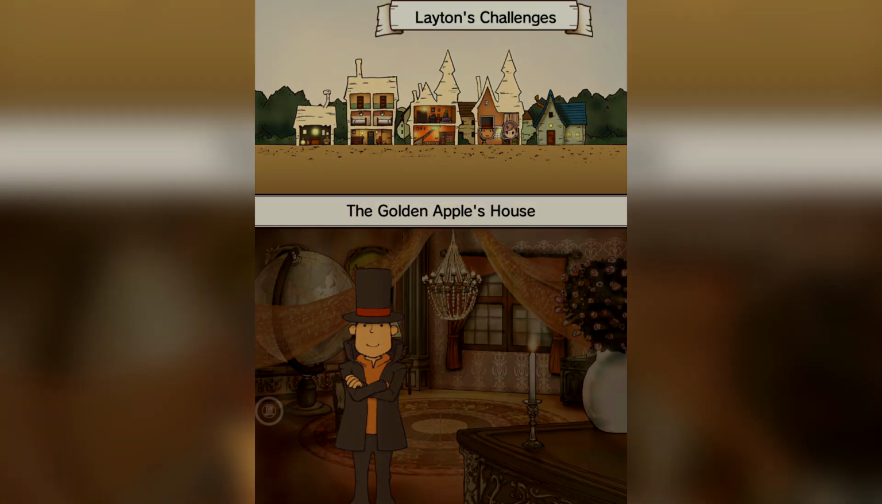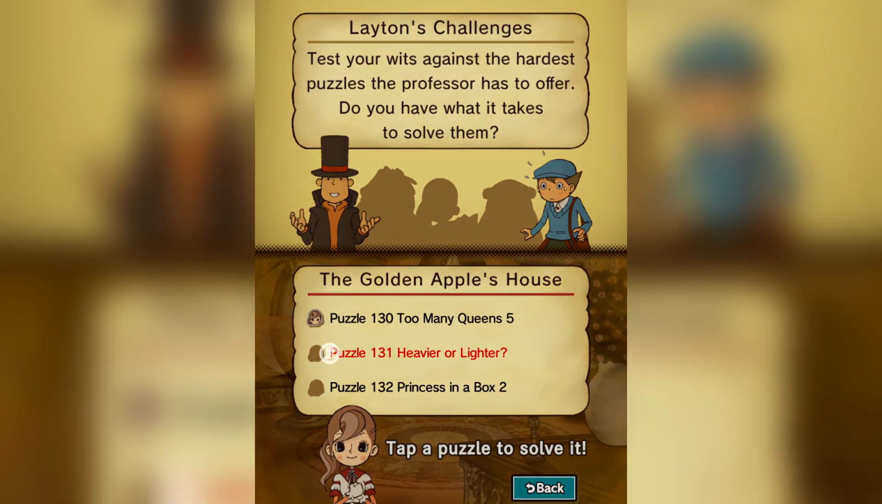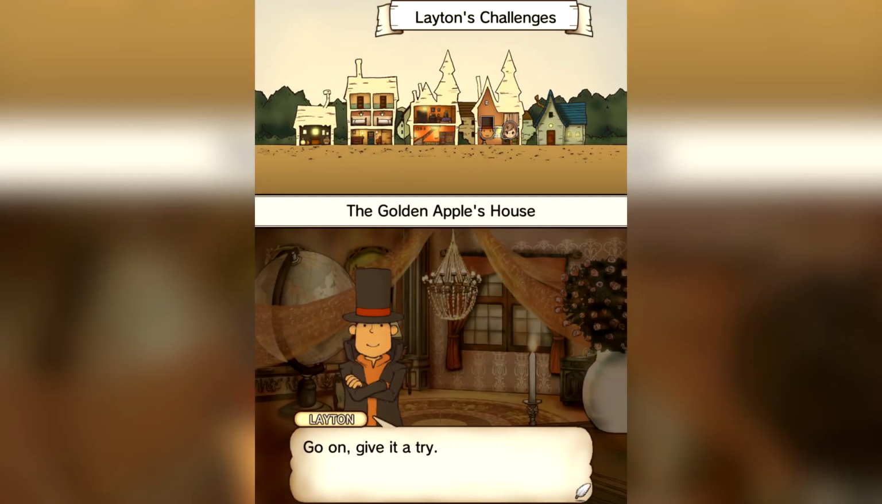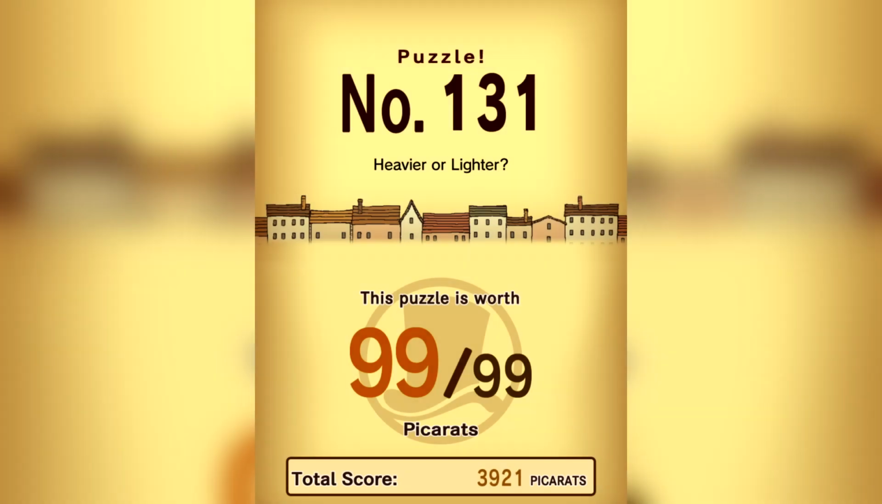Terrific. Keep up the good work. Test runs against the hardest. Okay, yeah. Heavier or lighter? Come on, give it a try. Oh, fun. Another one worth 99 out of 99 pick-rots. Oh, no.